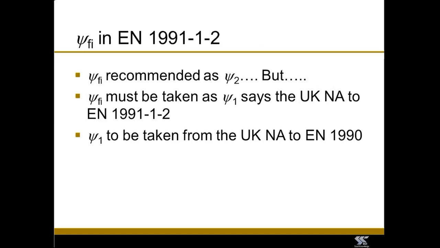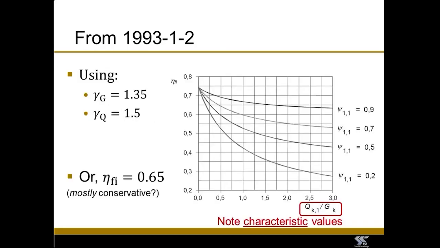And for those of you who are interested, psi 1 is larger than psi 2. So we've got a more onerous situation. So we know that psi fire must be equal to psi 1. And then we go off and have a look in EN 1990 to determine the values of psi 1. There are, in two places, a couple of helpful graphs so that we might calculate this reduction factor eta fire.